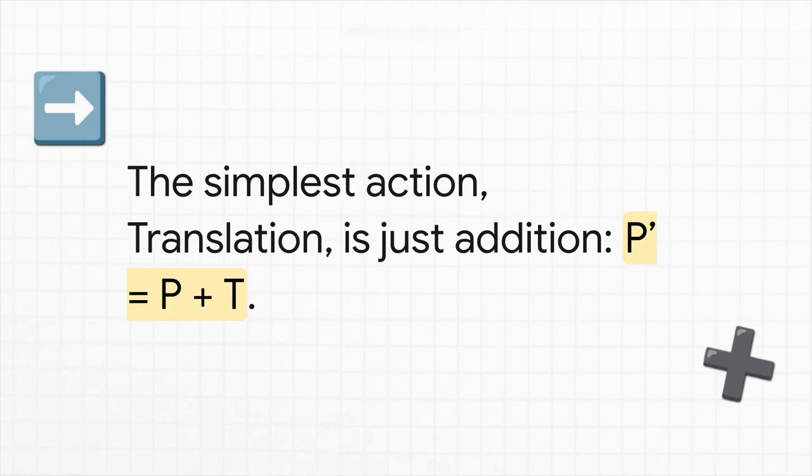So let's check out the simplest one: translation. To get a new point, P prime, you just take your original point P and you add the translation amount, T. It's really just simple addition. Move it 10 steps to the right and 5 steps up. Easy. But how do we package these commands so a computer can use them for everything?